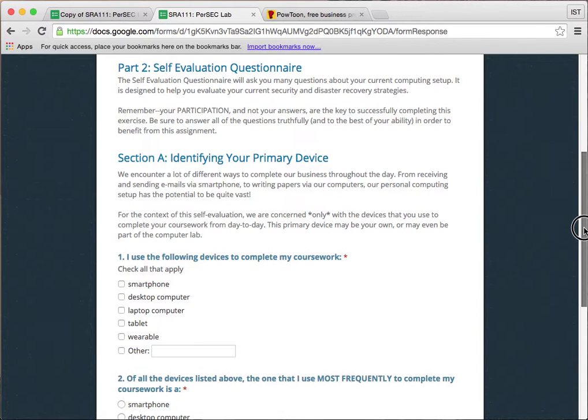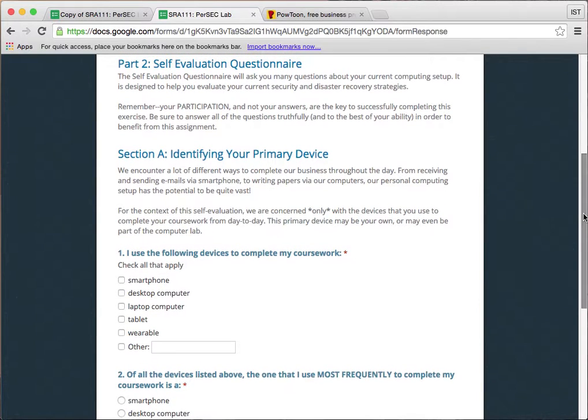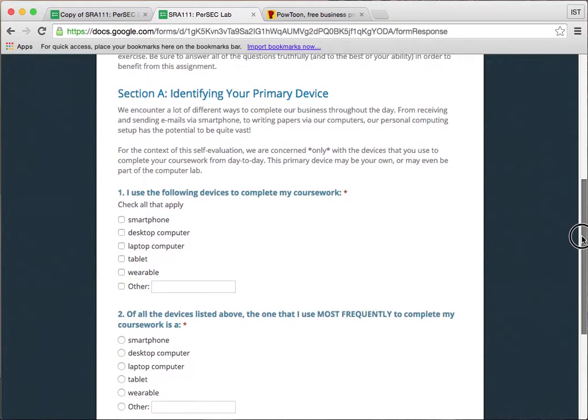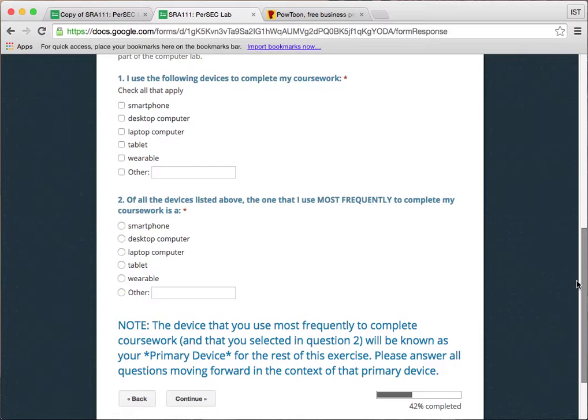Right. No problem. So now we're at part 2, which is the self-evaluation questionnaire. Like I said, in my PerSec Lab it's all about reflection and then discussing. So with the self-evaluation questionnaire, I took a lot of what Ed had, almost exactly, many of the things that he was testing the students on, and turned this into something where I'm asking them about specific things in their daily computing, every single day. The different devices that they use to complete their coursework. A lot of students said either a laptop or a tablet. I was actually surprised by how many tablets were in the class. And then whatever they use most frequently is going to be their primary device.